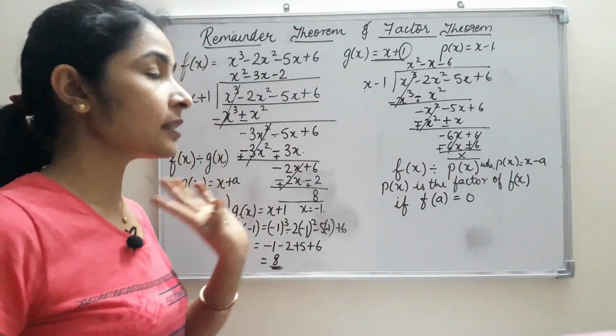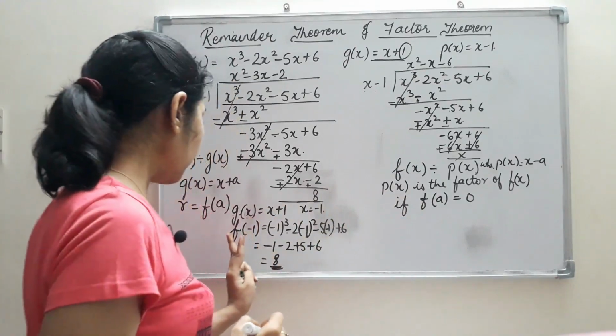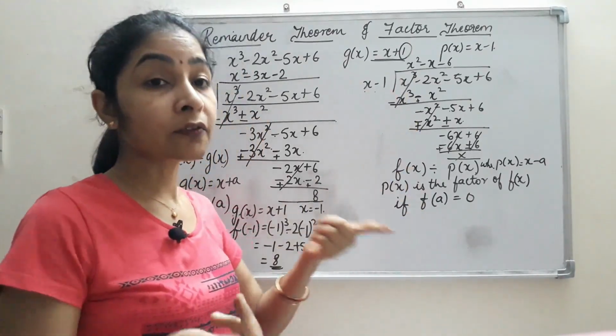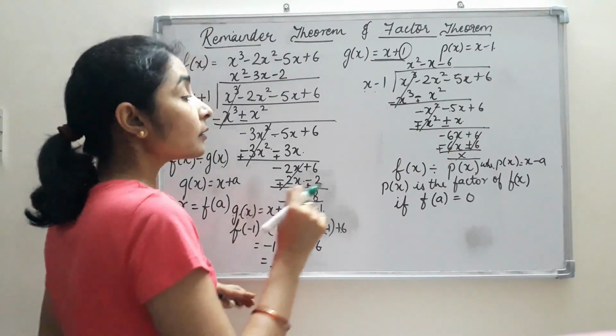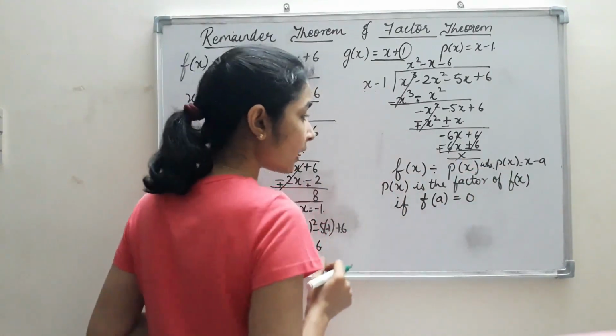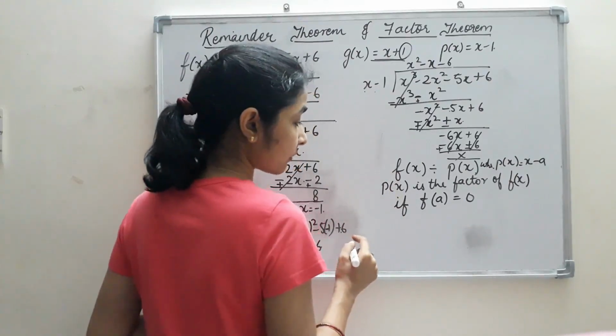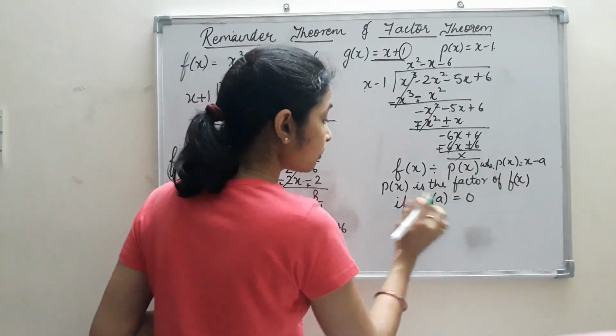If it comes as equal to 0, again we are substituting the value like this only in the given polynomial, and if it comes as equal to 0, then p(x) is the factor of f(x). Okay, now let us see whether it comes as equal to 0 or not. So we will substitute the value.